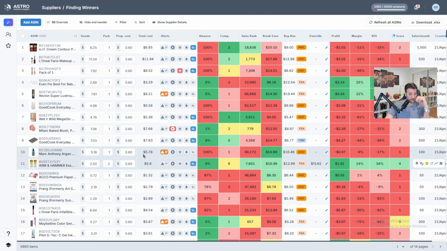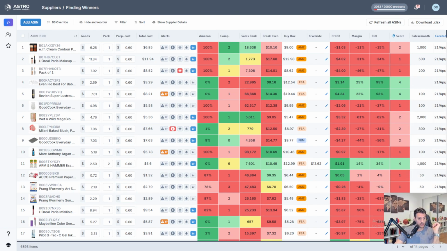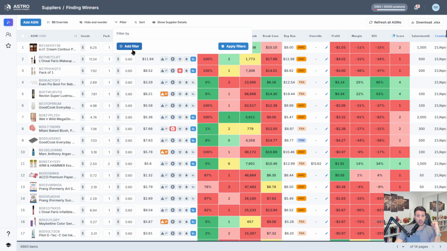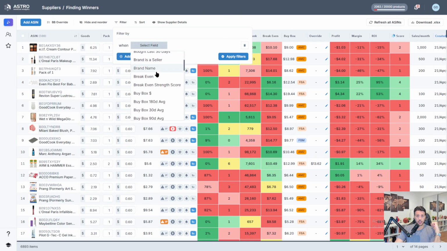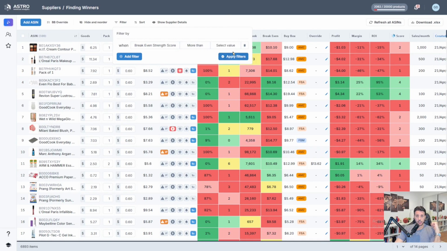So we might consider some products where the brand is actually a seller as well. Having said all that, I am 5 minutes into this, so it's time to actually start doing some product research and finding what we can buy from this fairly large list. So let's start filtering. First filter, like I said, my favorite one is the break-even strength score. Let's only see products that are above average.